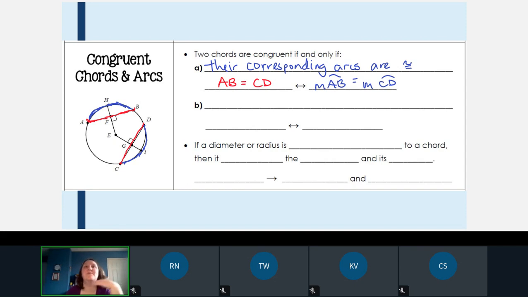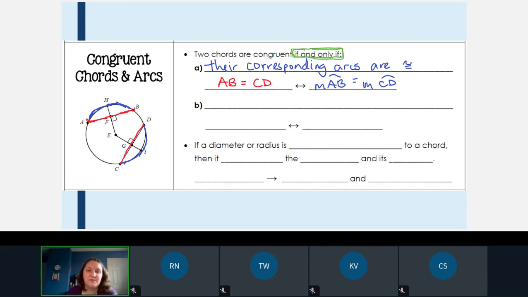Okay, and remember way back in Unit 2 when we talked about biconditional? There is a word we haven't heard in a while. Biconditional, that if and only if sentence. That means that it will work forwards and backwards. So I could say the chords are congruent if their arcs are congruent, and I could say it the other way. The arcs inside are congruent if the chords are congruent. So it works both ways.